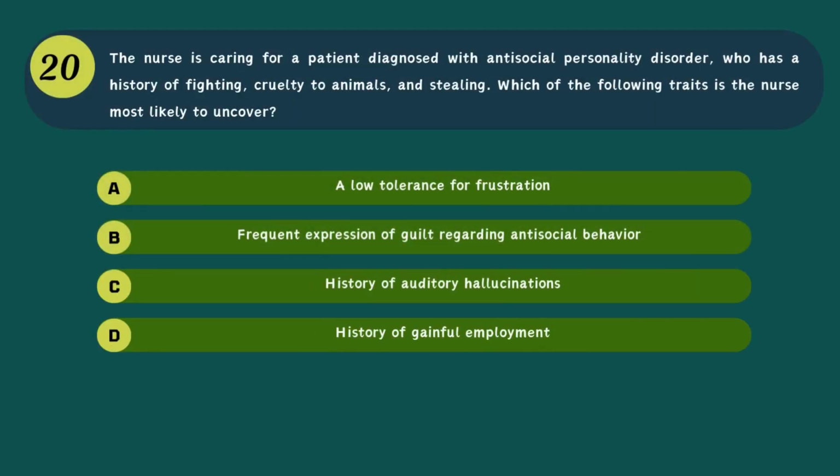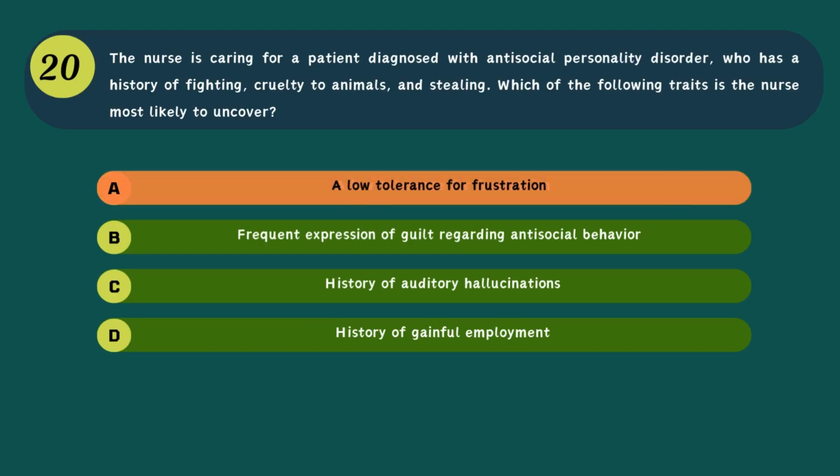Question 20. The nurse is caring for a patient diagnosed with antisocial personality disorder who has a history of fighting, cruelty to animals, and stealing. Which of the following traits is the nurse most likely to uncover? A. A low tolerance for frustration. B. Frequent expression of guilt regarding antisocial behavior. C. History of auditory hallucinations. D. History of gainful employment. Correct answer: A. A low tolerance for frustration.